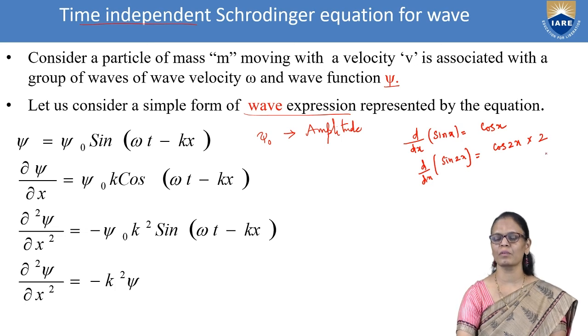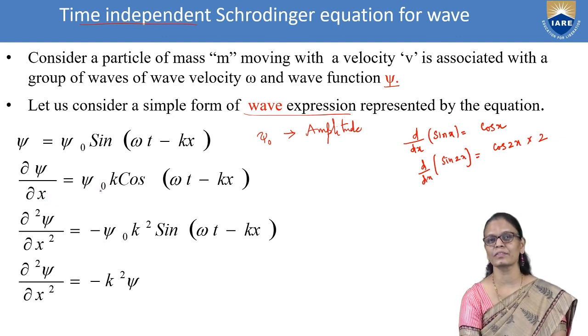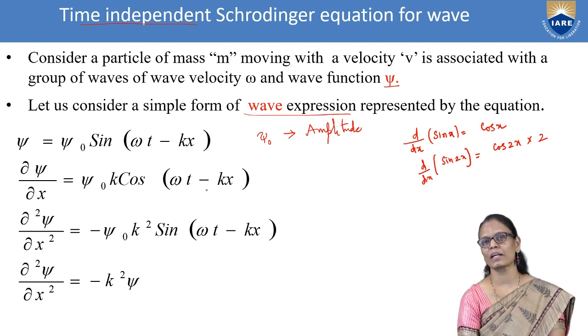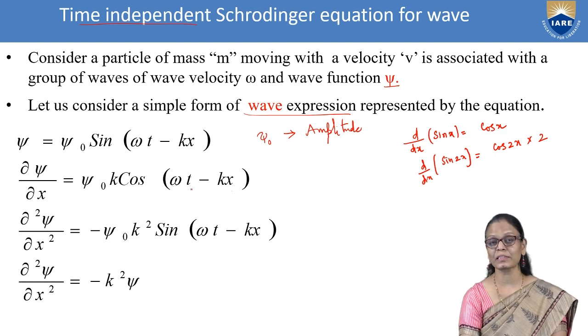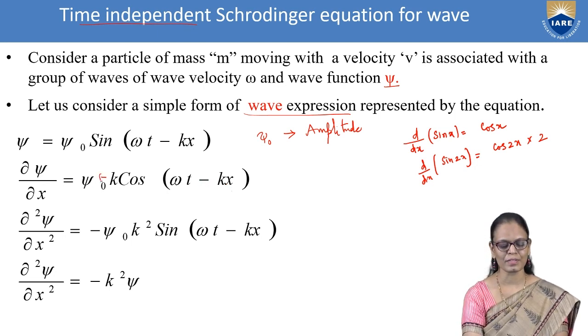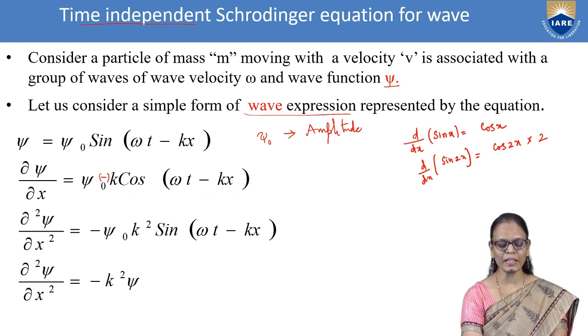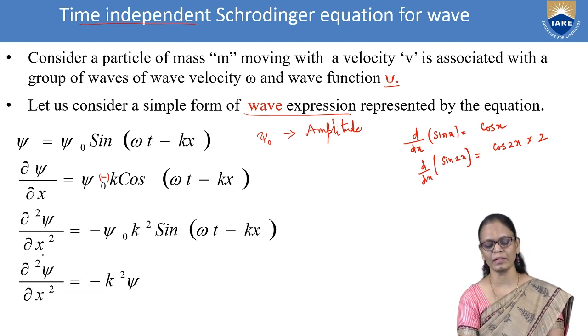Now the same basic formula we are going to use here. If I have to take the derivative of psi with respect to x, I have psi naught here, and the derivative of sine of omega t minus kx is cos of omega t minus kx, and I'm keeping time constant, time independent. So for kx, here it is minus, so you will have a minus k cos of omega t minus kx. Then take the second derivative, dou square psi by dou x square will be equal to minus psi naught k square.